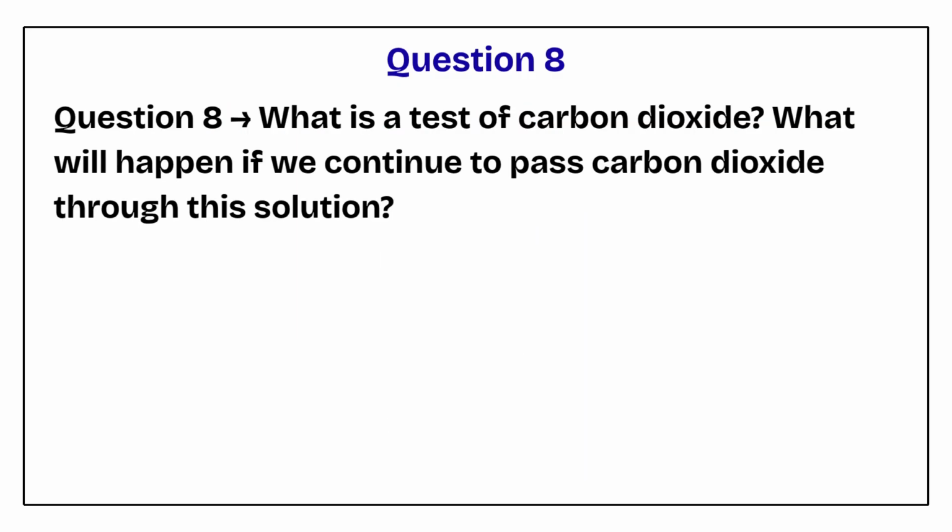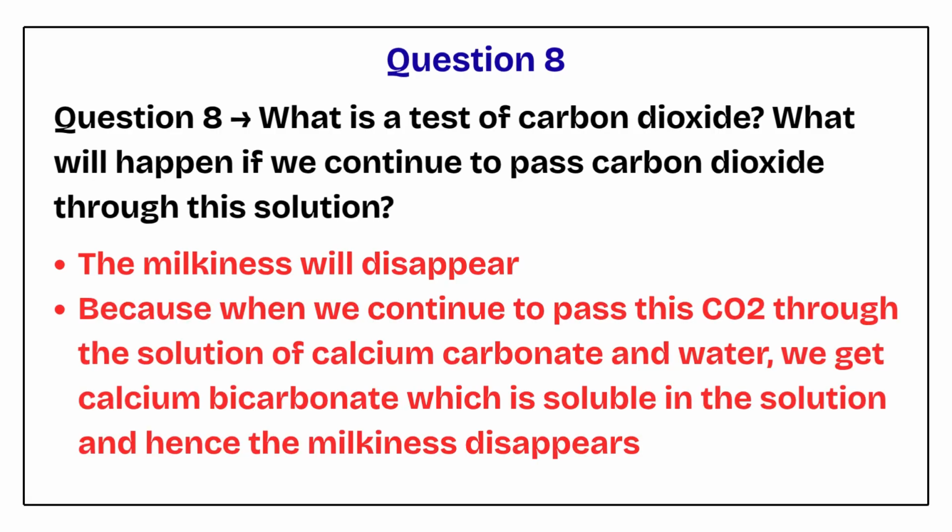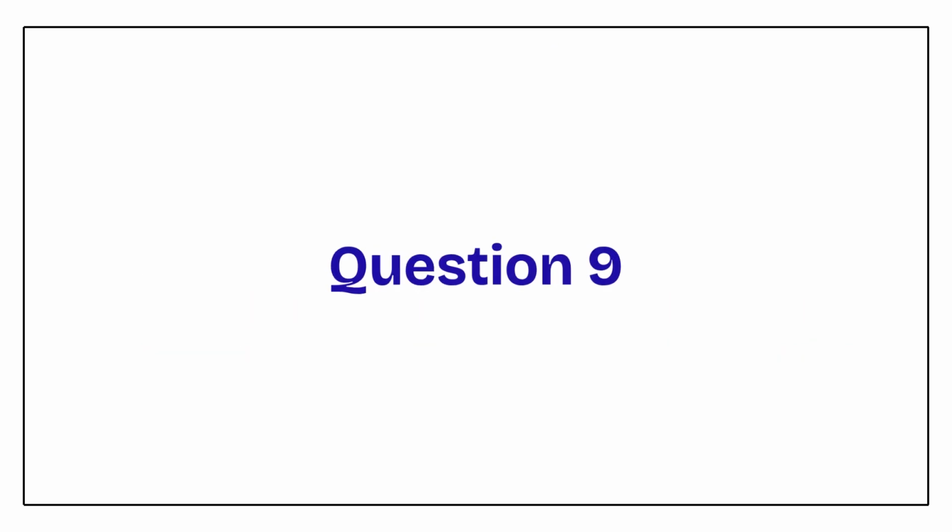And what will happen if we continue to pass this carbon dioxide through the solution? The milkiness will disappear, because when we continue to pass carbon dioxide through the solution of calcium carbonate and water, we get calcium bicarbonate, which is soluble in the solution, and hence the milkiness disappears.